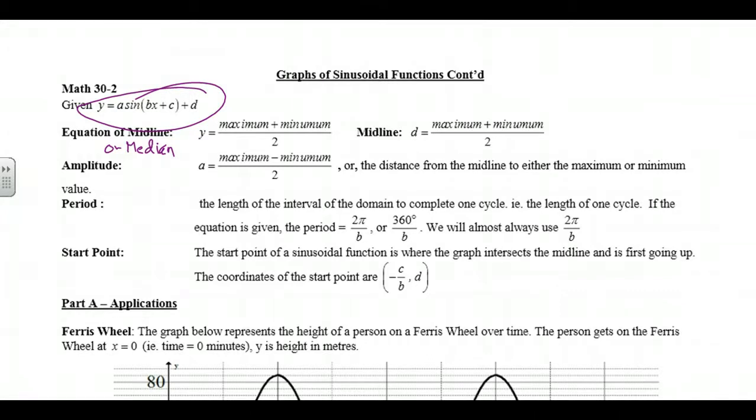Period. You can get that off the graph by finding a point and then going through one complete cycle and getting back to that same point. It's the length of the interval of the domain to complete one cycle, or the length of one cycle. If you're given the equation, so if you know the value of b, you can calculate the period, right? Just go 2 pi divided by b. We generally are not going to be using degrees. We will almost always use 2 pi over b.